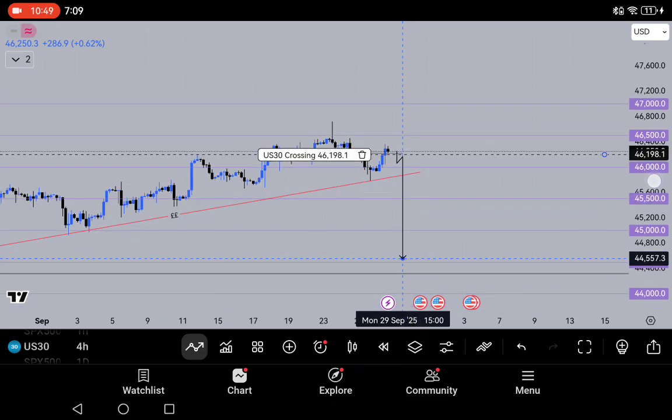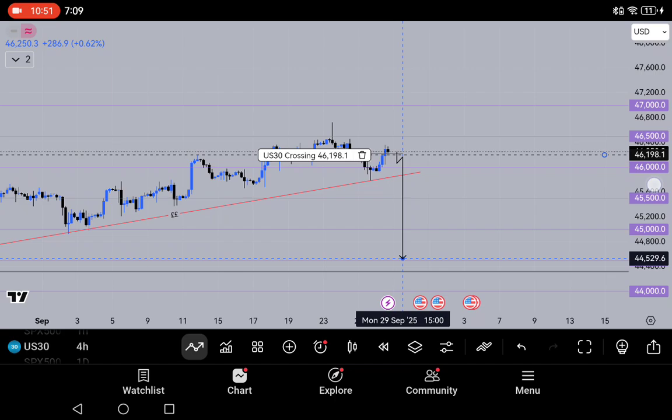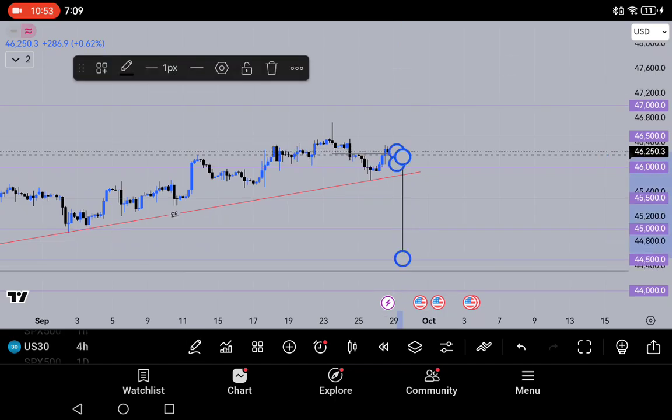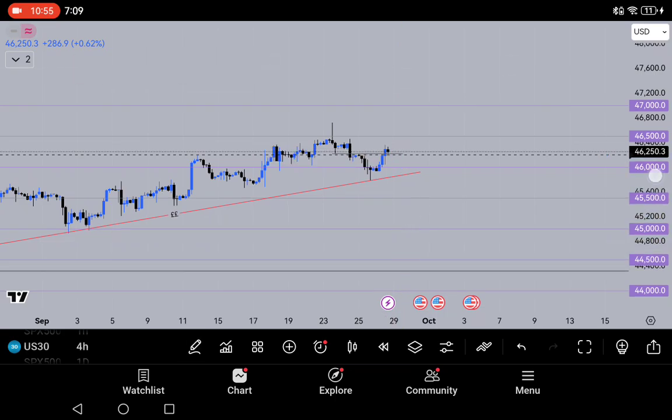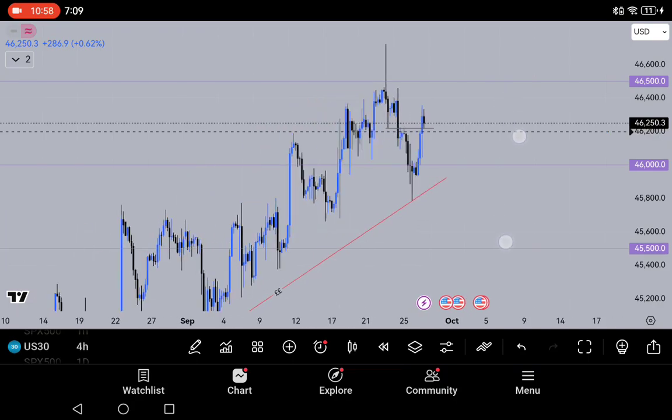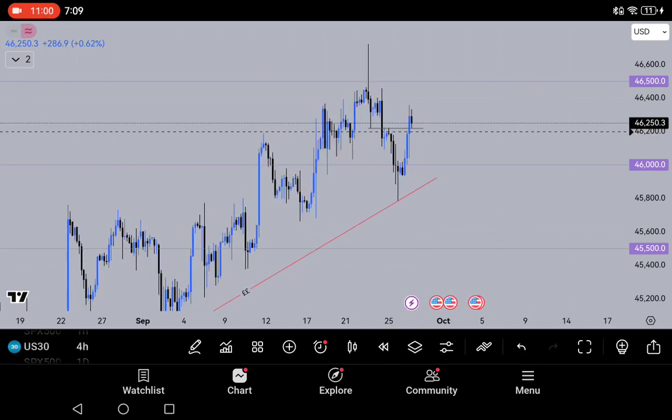The next target should be 44,500. That's what I'm waiting for, guys. So you can do your analysis. If you are still trading indices like me, US30, you can monitor as well.